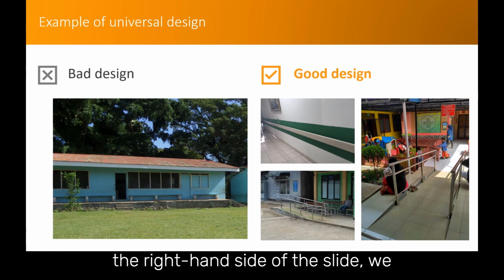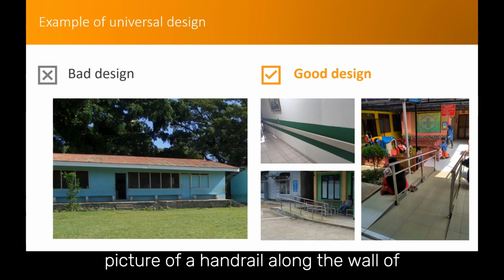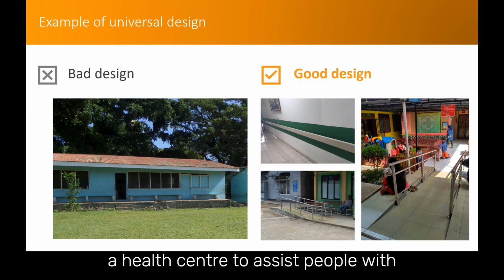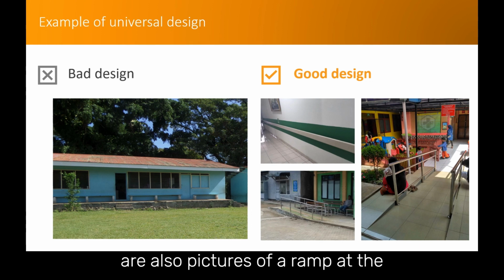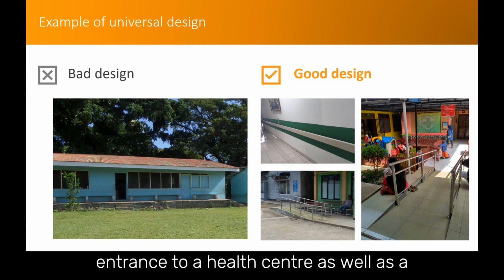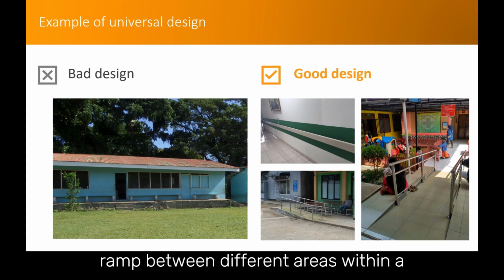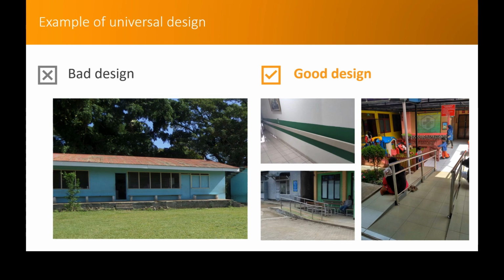On the right-hand side of the slide, we have some pictures where universal design has been applied. There is a picture of a handrail along the wall of a health centre to assist people with mobility or vision impairments. There are also pictures of a ramp at the entrance to a health centre, as well as a ramp between different areas within a health centre.